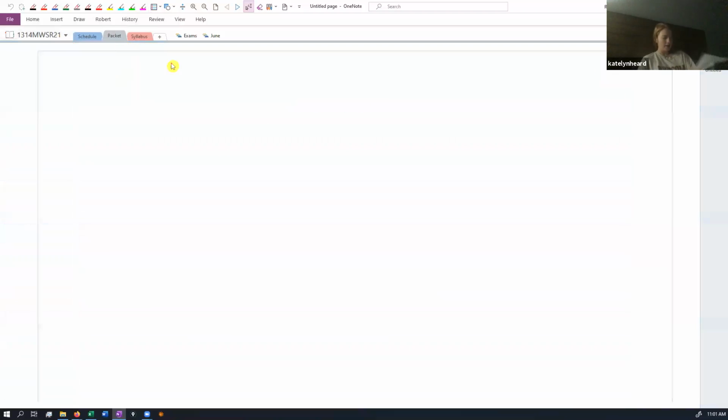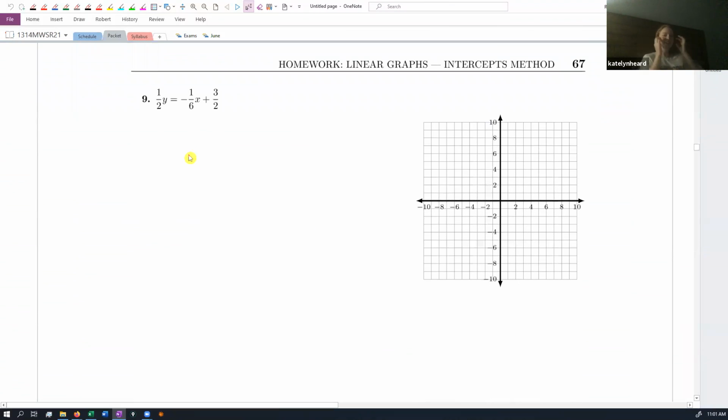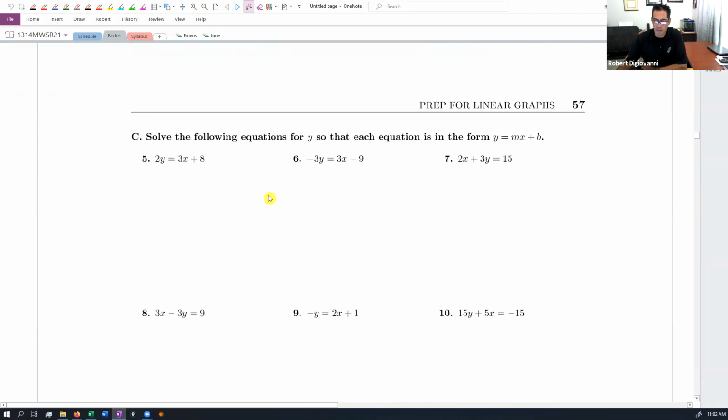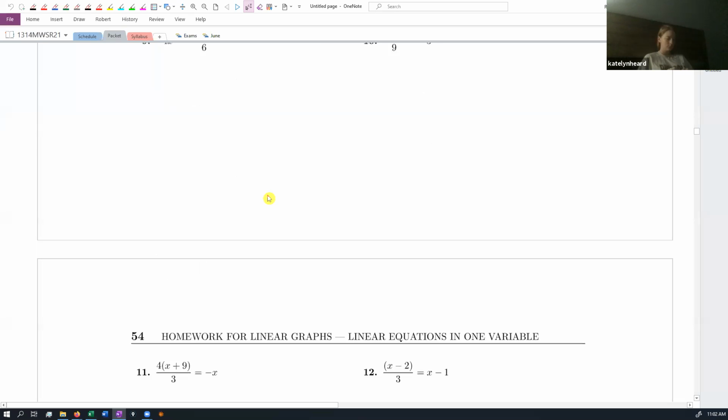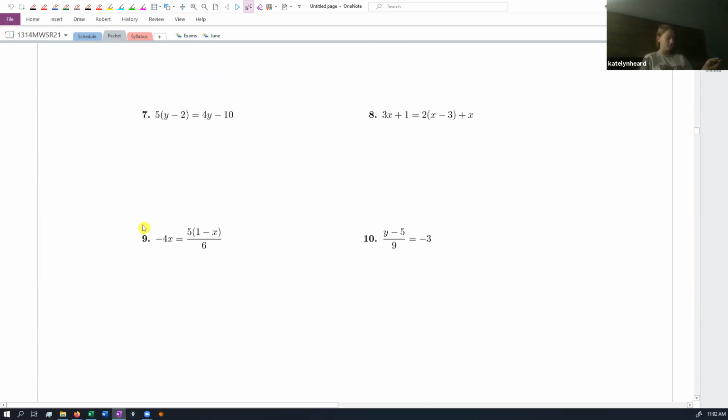Any questions over homework? I was anticipating that perhaps people would have some questions. Oh, no questions? I think I had a question on number 9. I think I did it, but I was confused on how I did it. Is it 9 from page 67 or from the other section? It's from page 53. Number 9, this one right here? Yes. Okay, yeah, this is a good one.